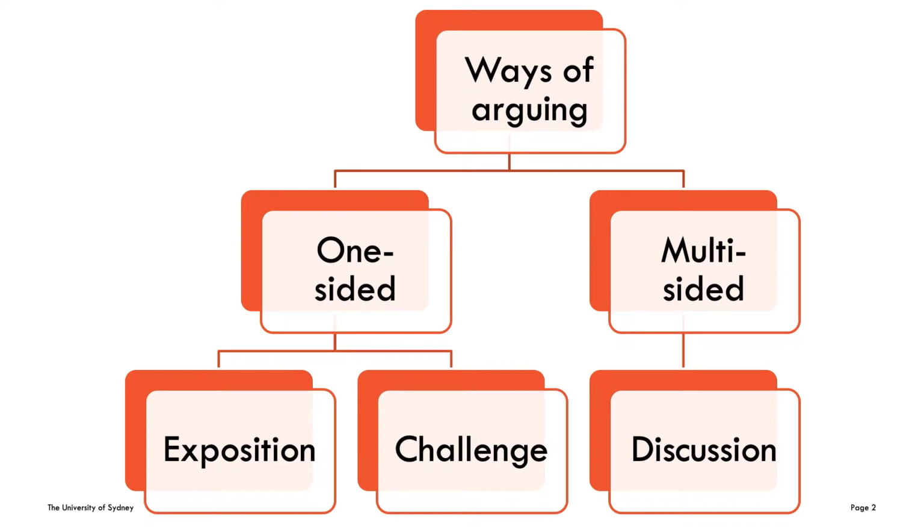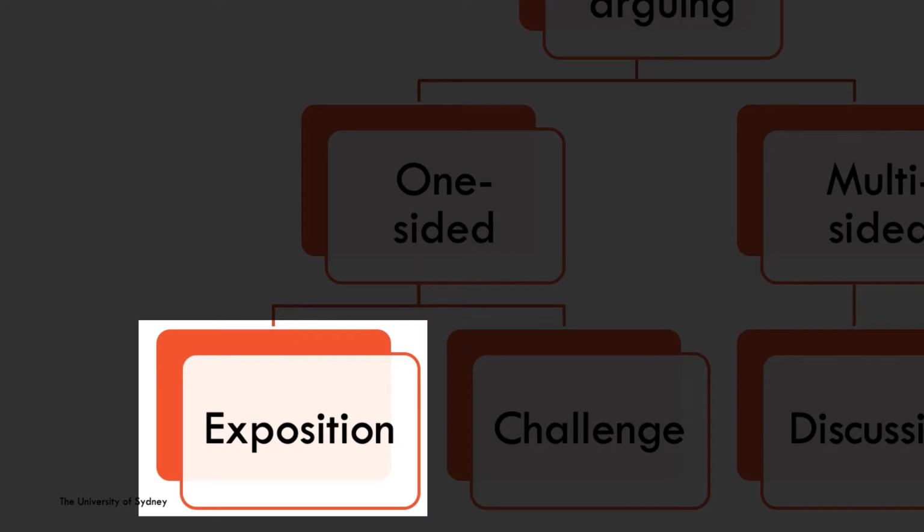We have already looked at the exposition essay, which presents a series of arguments to promote and support a particular position. The exposition is one-sided in that it doesn't include counter-argument or contradictory evidence. This is the type of essay you might have written at high school, or which might be suitable at university for shorter essays, such as essays written under exam conditions.